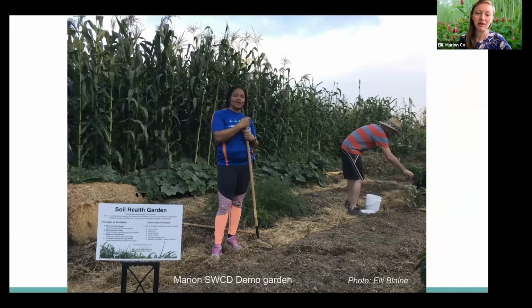Here's another example of that from a plot where people can rent on an annual basis. And Kevin Allison with the Marion County SWCD has rented 3 different plots and has a situation with the city where they won't be tilled, whereas the rest of the field is tilled, but he can turn this into a showcase or an example of a soil health garden, and then bring volunteers out and really see what those practices are in practice.